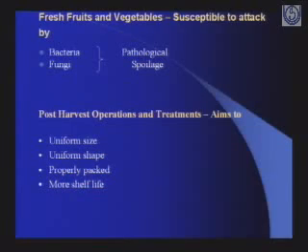Sometimes when there is an injury or scar, they are attacked by bacteria and fungi, and they cause pathological spoilage. Under these circumstances, when they are spoiled and variable, how do we get them in a suitable form, economically, into the hands of the consumers? So we do post-harvest operations and treatments, which aim at uniform size, uniform shape, proper packing and longer shelf life, so that they are safe from the microbial point of view and in other quality parameters.